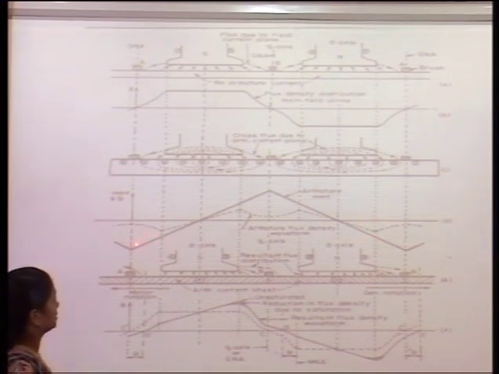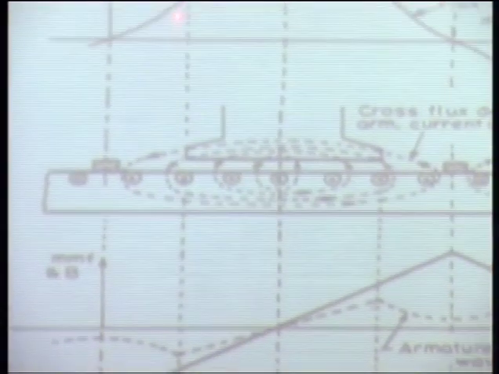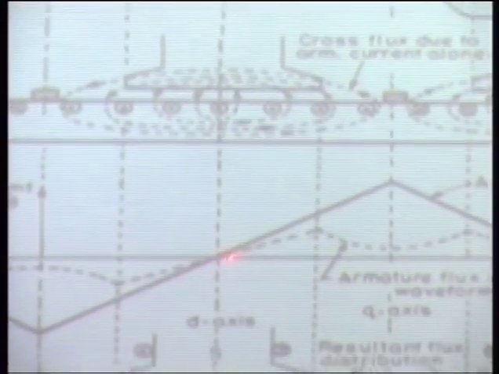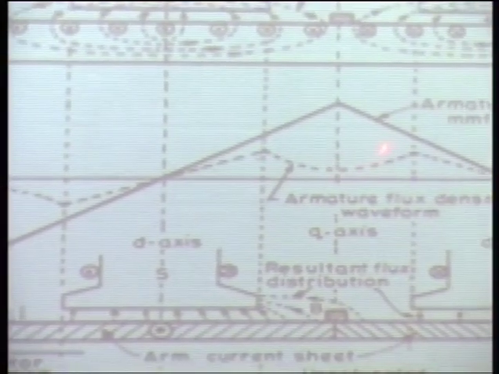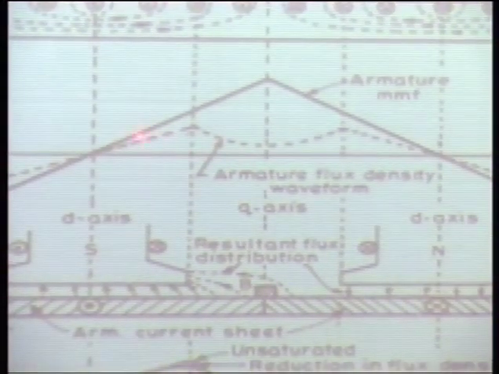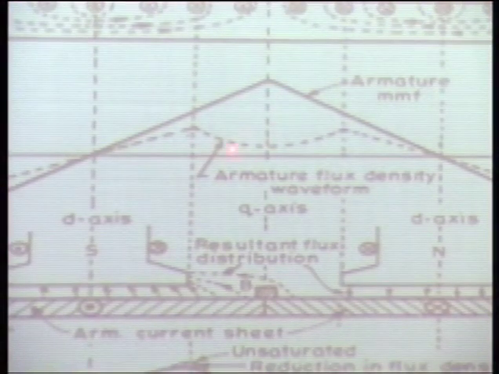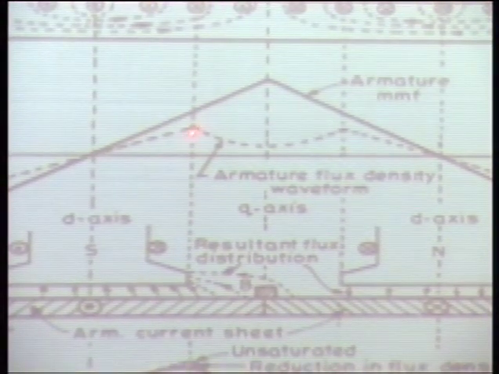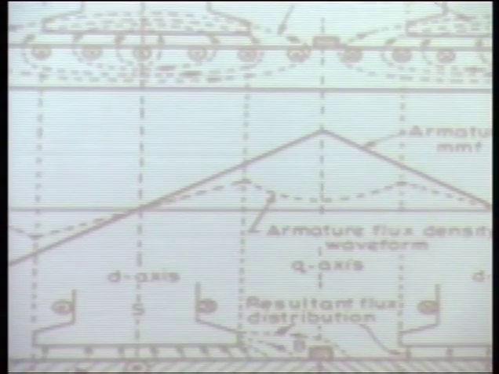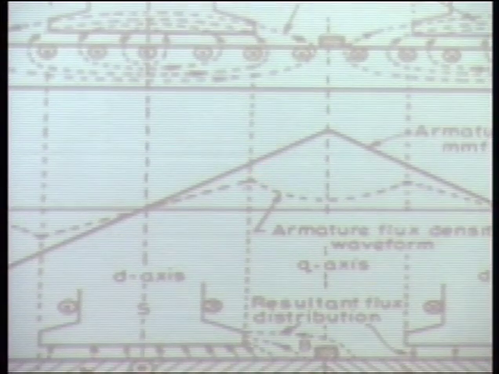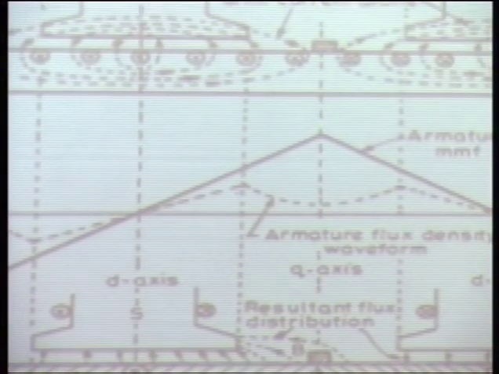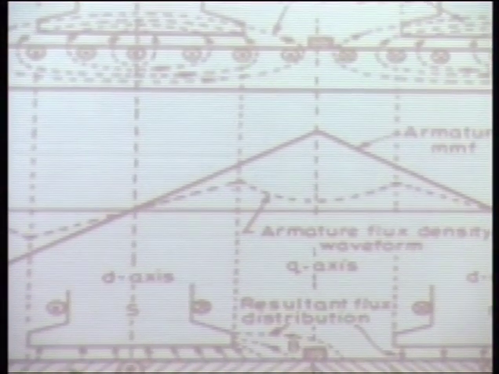So now we are having the two fluxes. One is the field flux, and then there is the armature flux. This is shown by the dotted line. This is the armature flux. So, in order to draw the total flux or the resultant flux, I need to add this flux and this flux. This is the armature flux and this is the field flux. So, if I draw the resultant flux, then how does it look? Let us have a look.